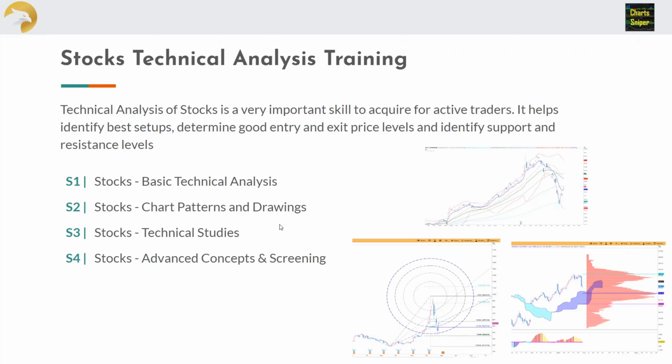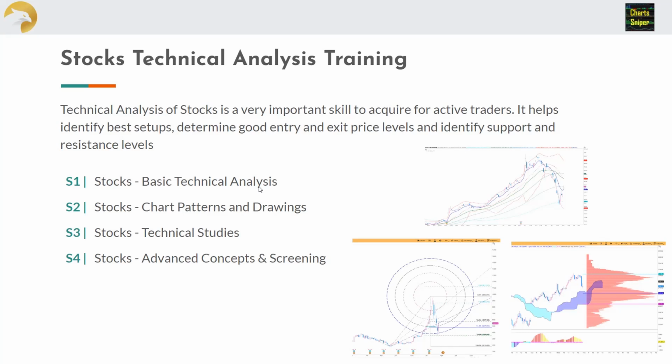The first one is the basic technical analysis. So this would be an essential one for almost all the traders. Even if you are a seasoned trader, by attending this course and learning the concepts discussed in it, you will have something to take home or something to learn from this session.